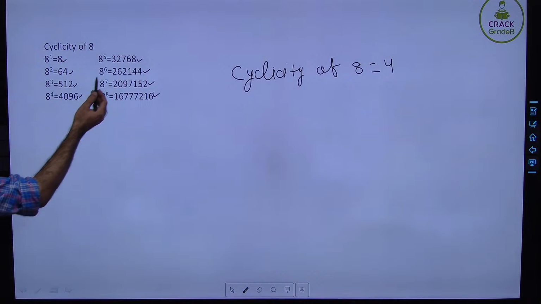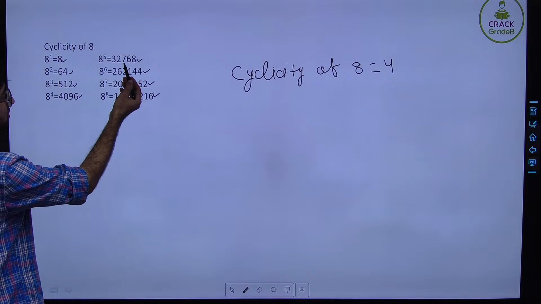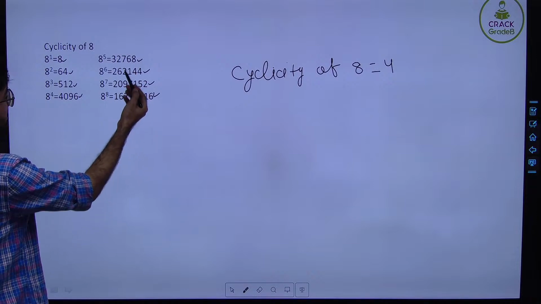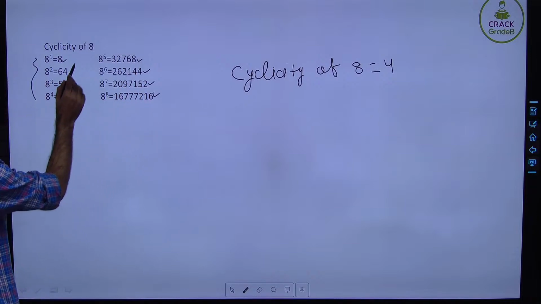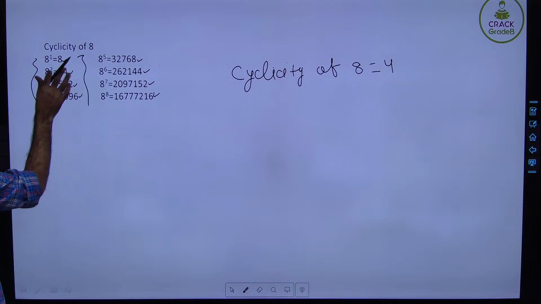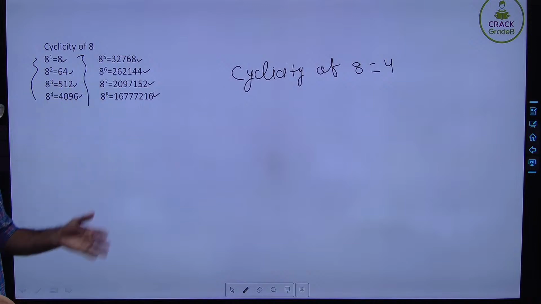See, you don't need to remember these values, right? So don't put efforts in remembering these values. If you really want to remember, you should remember these 4 values. It can also help you in some other chapters of quant, right?